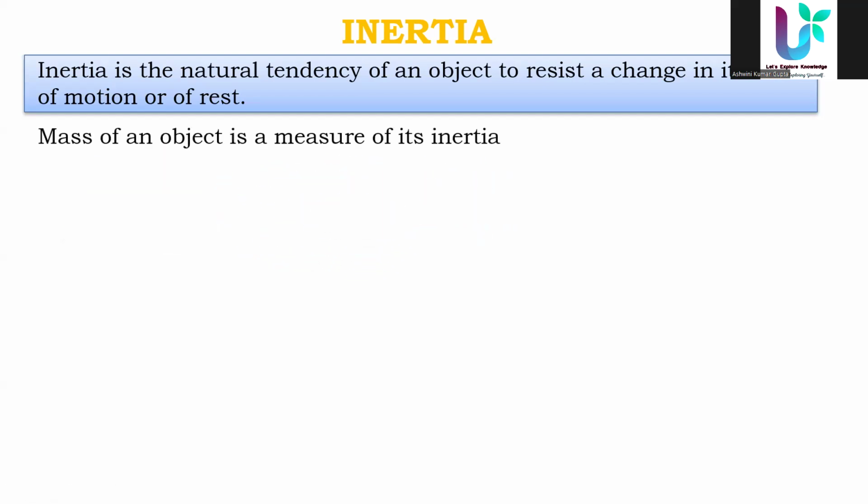Now, how can we relate that particular inertia to the mass? So always remember, inertia is basically proportional to the mass. The more mass there is, the more inertia there will be. So the mass of an object is the measure of its inertia.